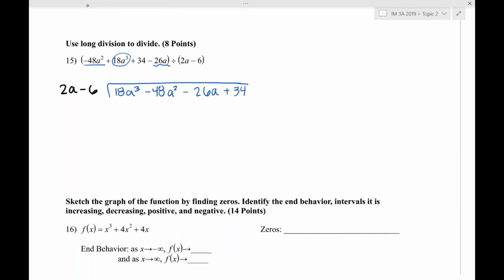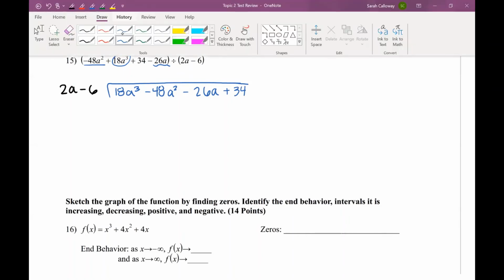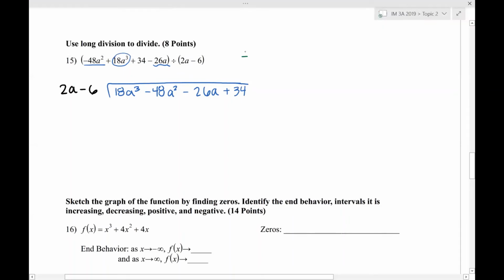So as we're doing long division, remember that our steps are that we're going to divide, then we're going to multiply, then we're going to subtract, and then we're going to keep repeating that. When we divide, we're only looking at the first term of each piece. So I'm really dividing 18a cubed by 2a.